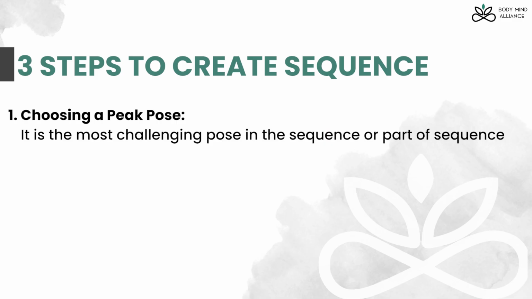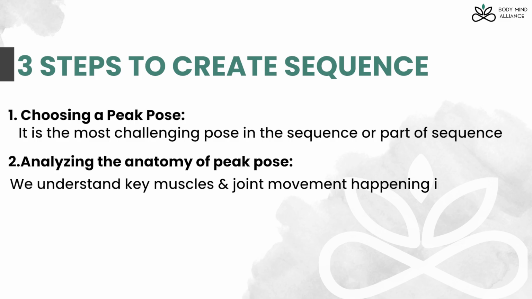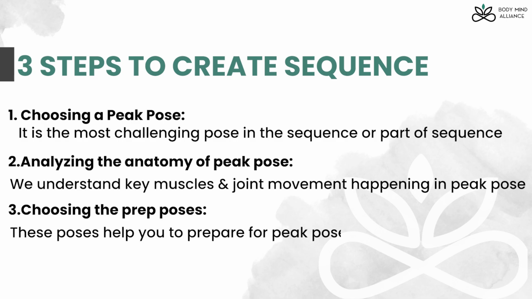Now people have different definition of peak pose. We will understand it better when we learn with the help of an example. Now coming to step 2, analyzing the anatomy of the peak pose. In this step, we will understand what are the key muscle and the joint movement happening in the peak pose. Step number 3, choosing the prep poses. Now these poses will help you to prepare for peak pose. These poses will have similar function as peak pose, which means it will have similar joint movement or muscle engagement.